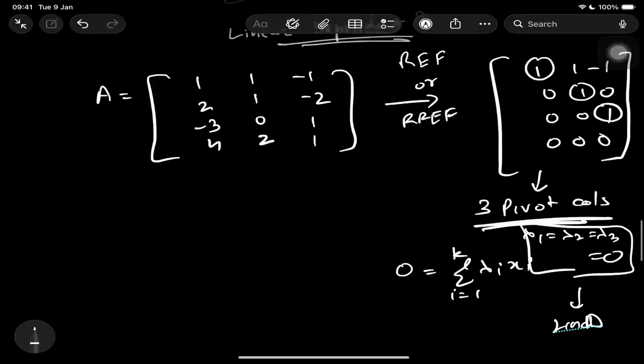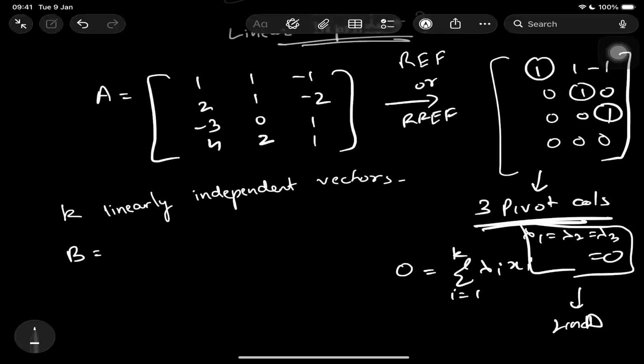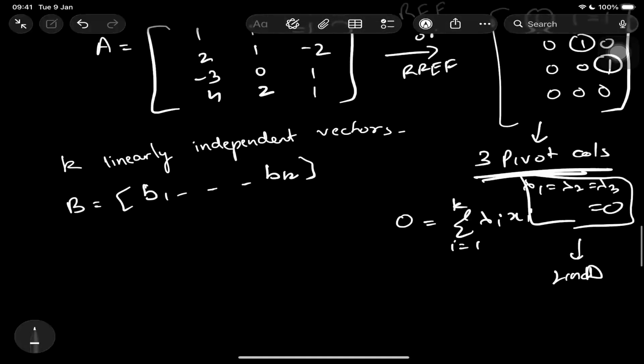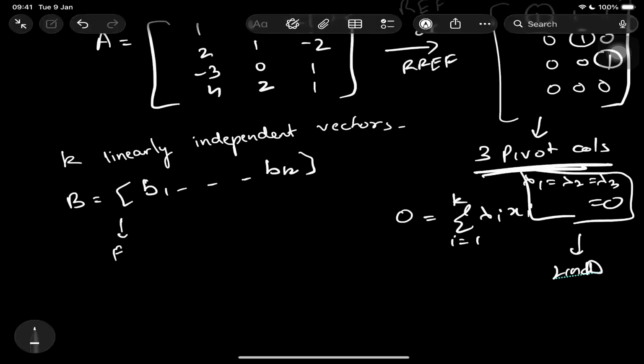Now suppose we have k linearly independent vectors, which I'll write in the set B or the matrix B, which has B1 till Bk, and this forms the basis for some vector space V.